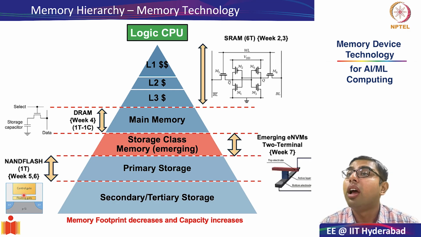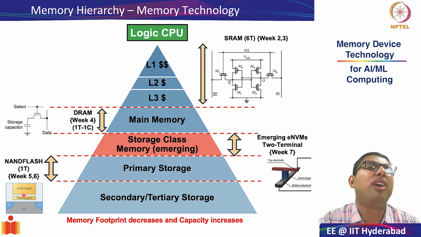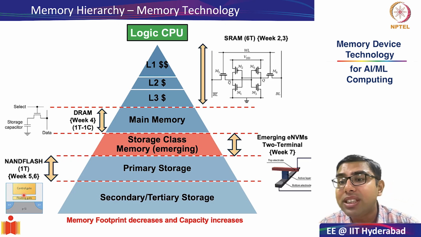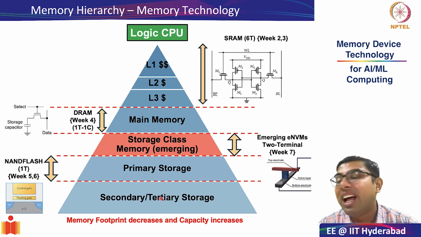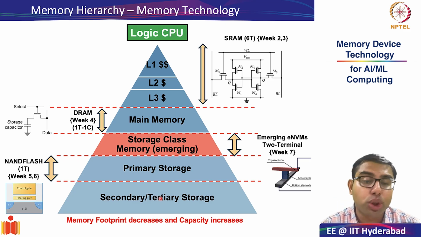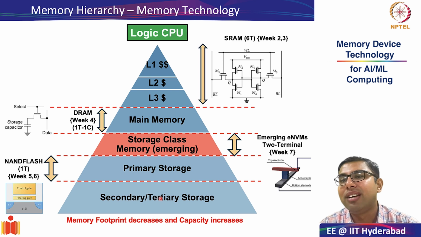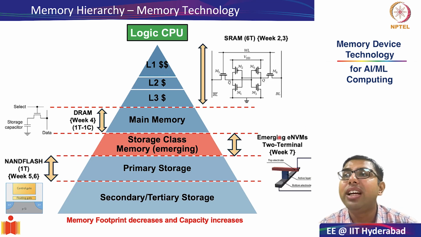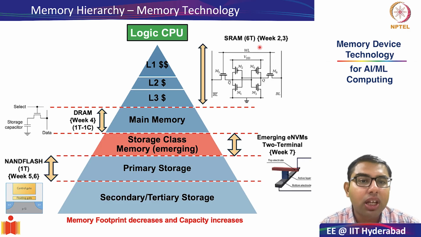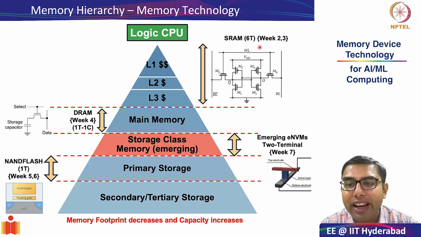Next, we discuss storage class memories, which are not really out in the market, but the promise is that just 2 terminal storage class memories will be able to fulfill roles of both memory and storage. What do we notice when we go down in the hierarchy from caches to the main memory to the NAND flash and now emerging eNVMs? What we see essentially is the size of the cell is reducing drastically. Whereas we had 6 transistors for SRAM, we had just 1 transistor and 1 capacitor for DRAM.